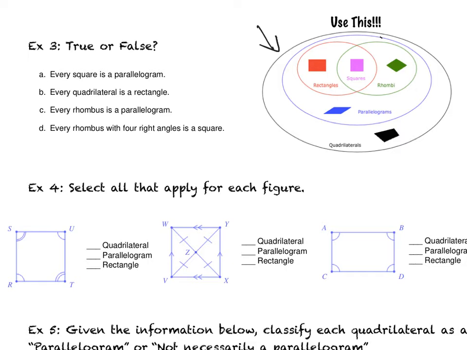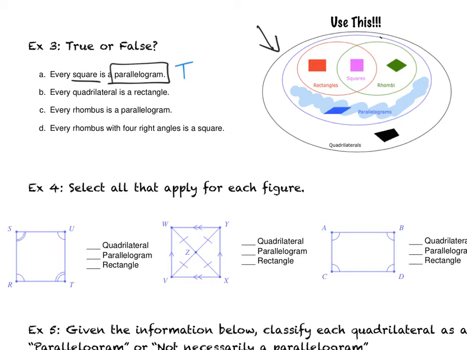So the first one says every square is a parallelogram. If we look at our Venn diagram, the squares do in fact fall within the blue parallelograms circle. So that means that must be a true statement.